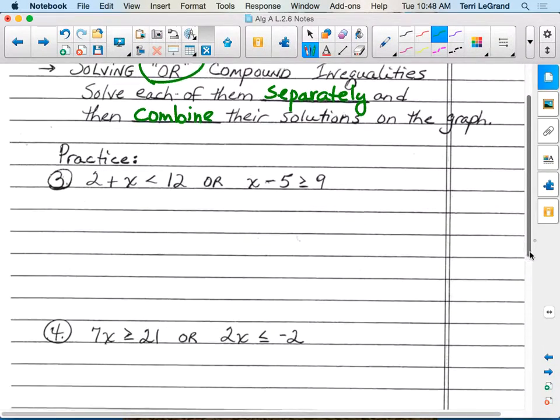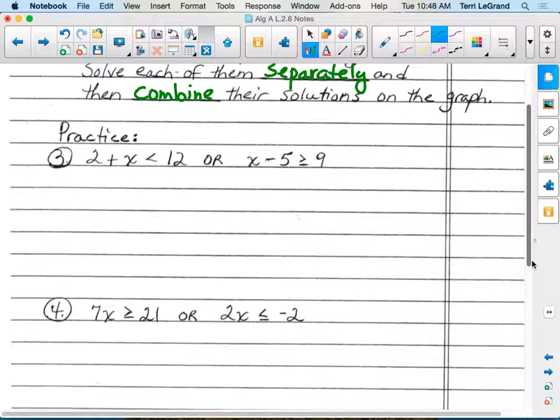So in number 3, we have 2 simple inequalities, and notice what's in between them, the word OR. They are working together as a compound inequality, but we cannot write them with the x in the middle when they're an OR, okay? So we're going to solve this one by itself, and we'll solve that one by itself. We'll bring down the word OR and put it between their solutions, and then we will graph it.